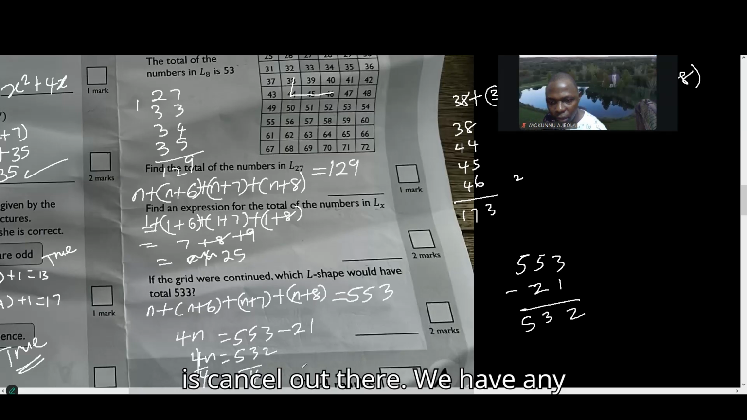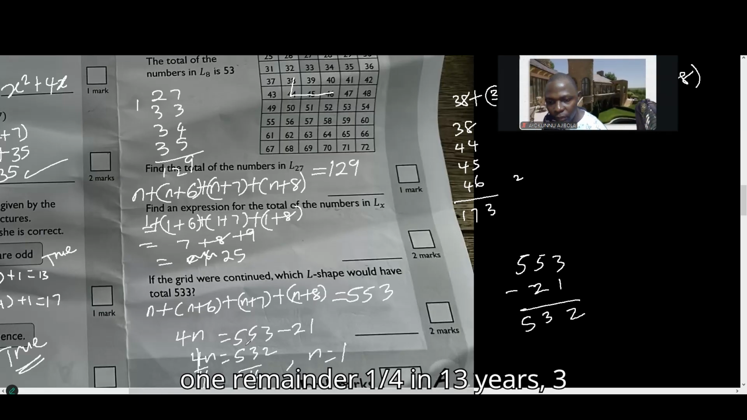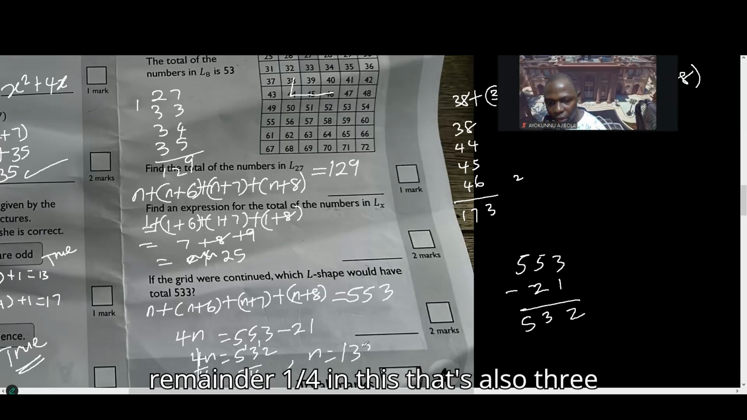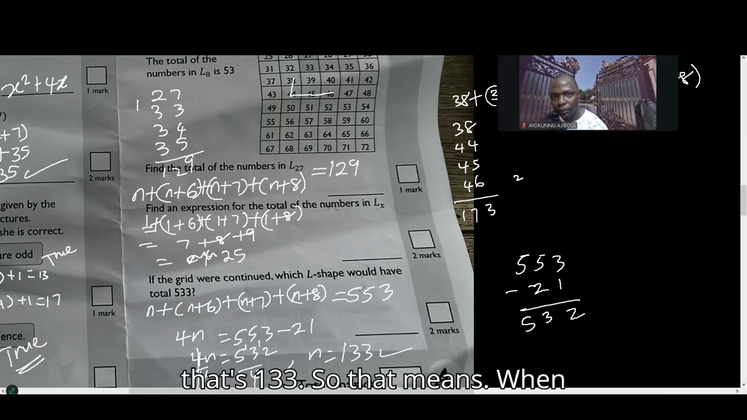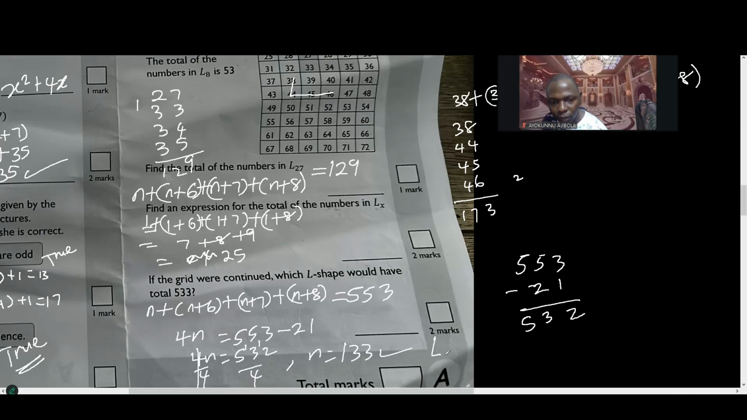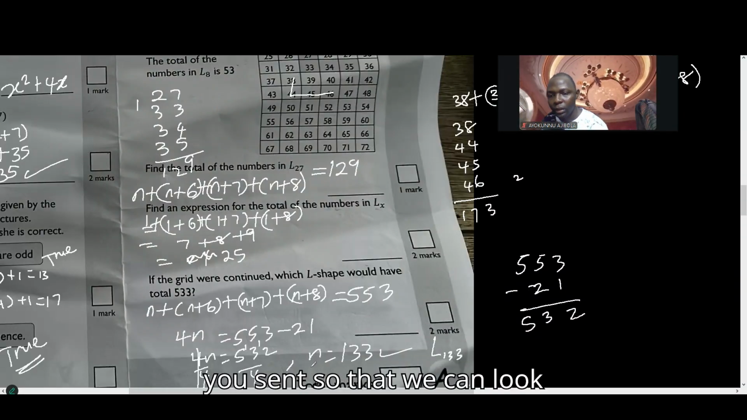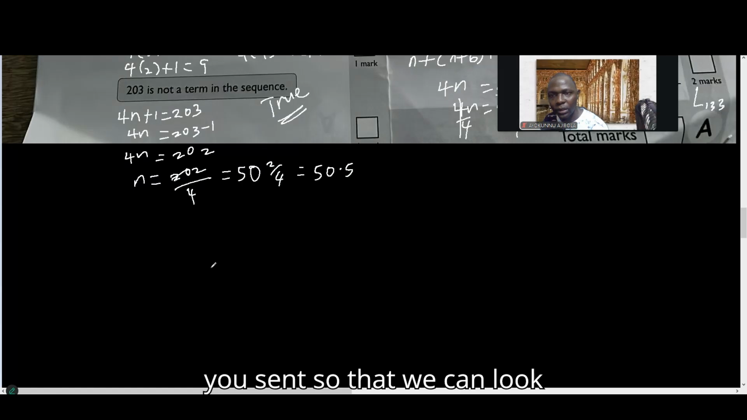This cancels out. Then we have n equals, how many 4 in 5? That's 1, remainder 1. 4 in 13, that's 3, remainder 1. 4 in this, that's also 3. That's 133. So that means it should be L133. Okay, let me get the one he sent so that we can look at the solutions together.